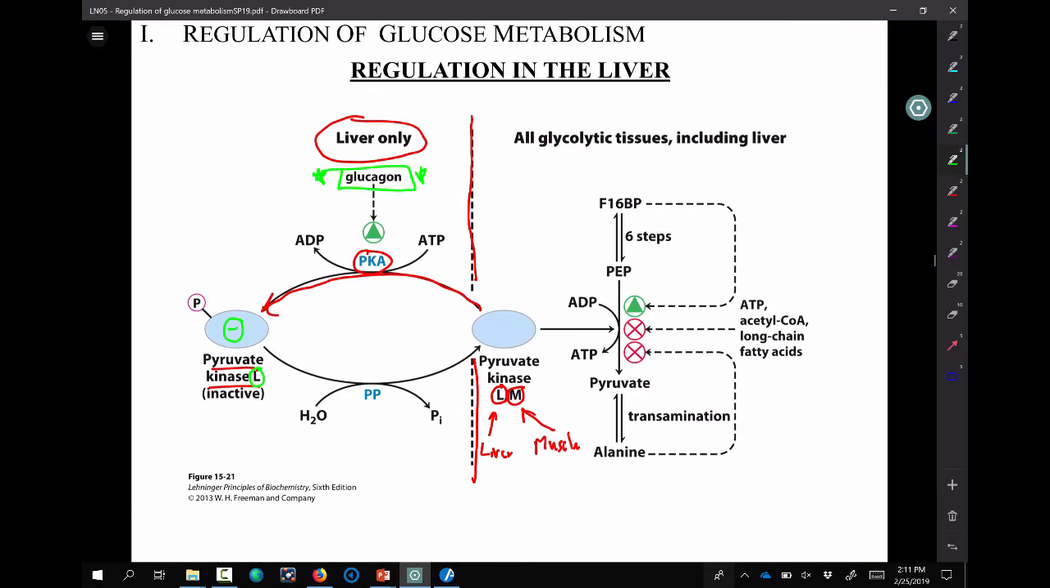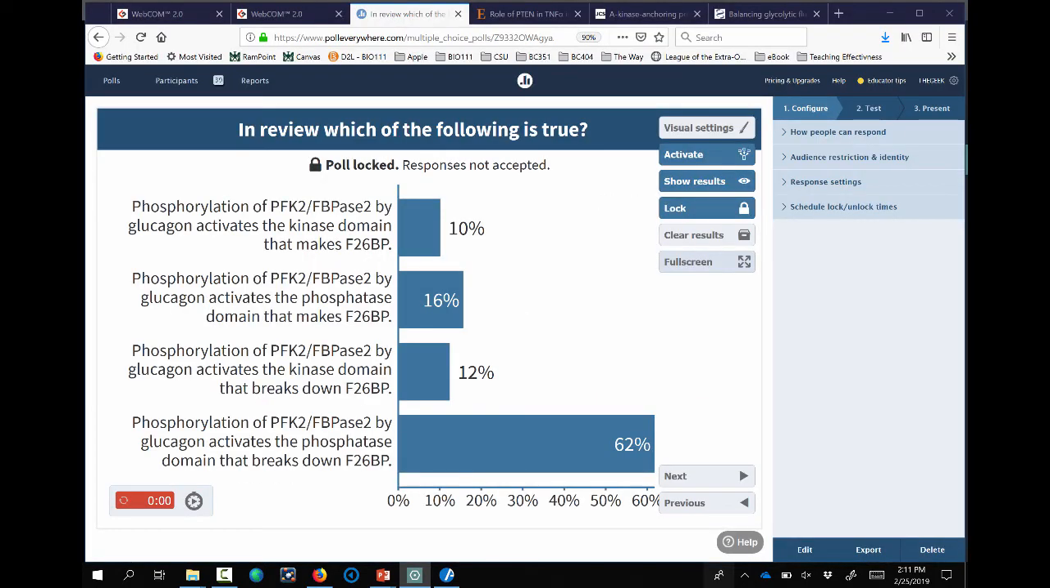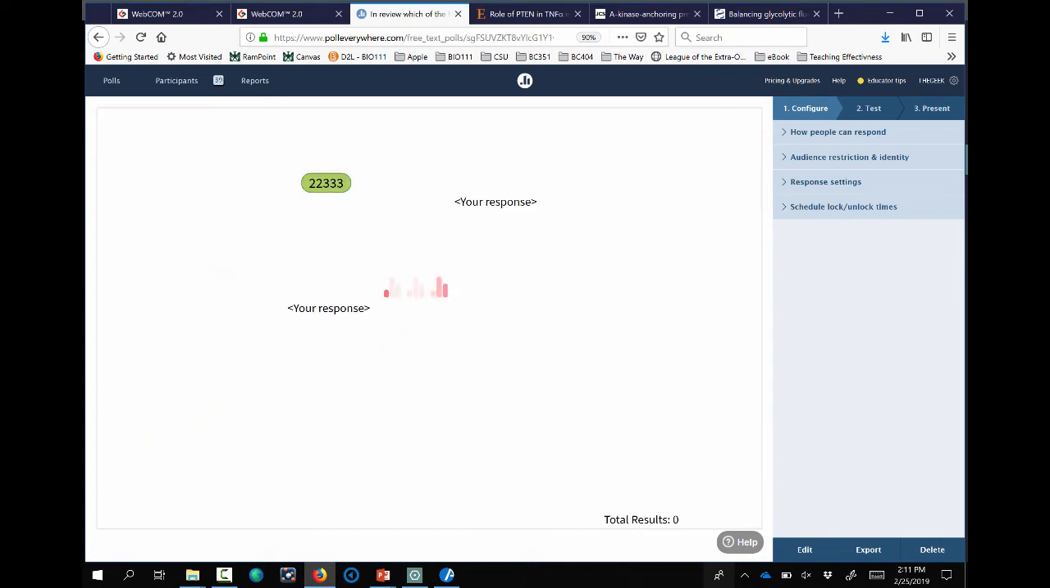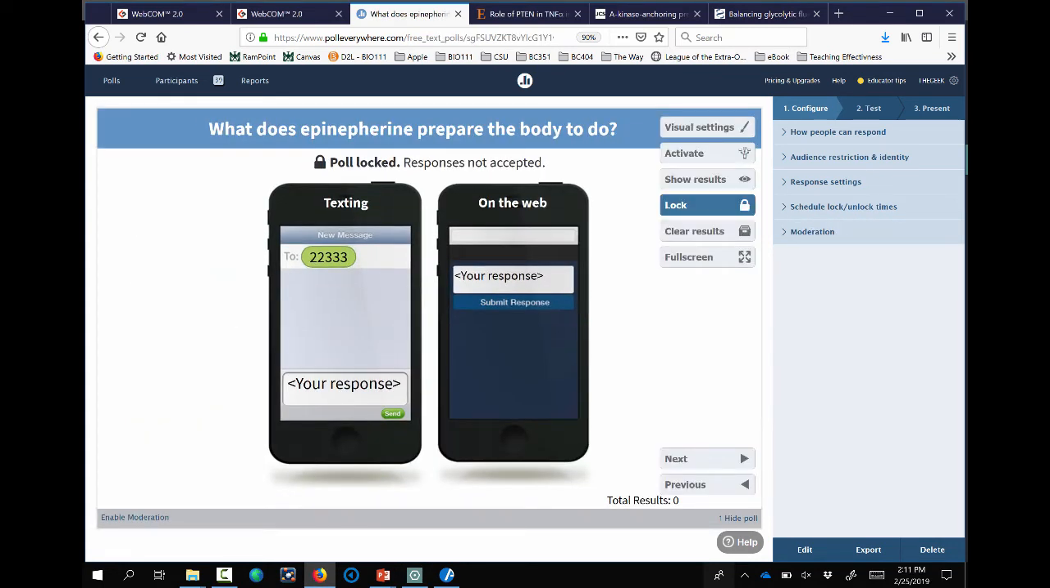Start this off with a question. So let's go on to our next question. Thinking big now, stepping back, thinking big. What does epinephrine prepare the body to do? We're about to head into a discussion on cardiac muscle, but just generally speaking, epinephrine is a signal to the body to do what?